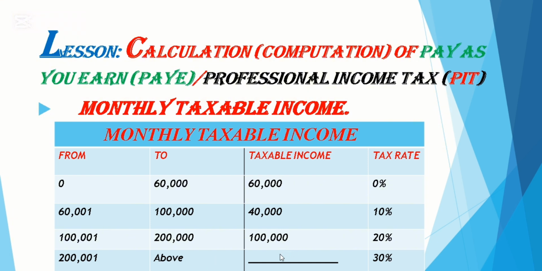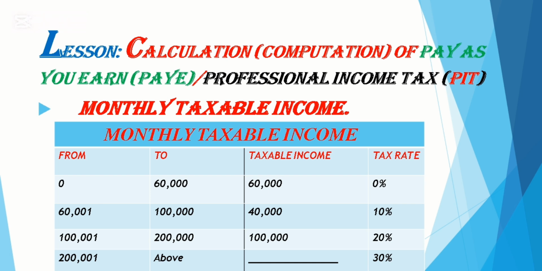You can see that we don't know the taxable income because we can consider it as X, because it depends on how much money a particular person earns. So this person who earns above 200,000 will be supposed to pay professional income tax in 4 steps. That is to say, step number 1, step number 2, step number 3, and step number 4 will be paying professional income tax, or pay as you earn, at 30%. I hope that you are following and you are getting me right.